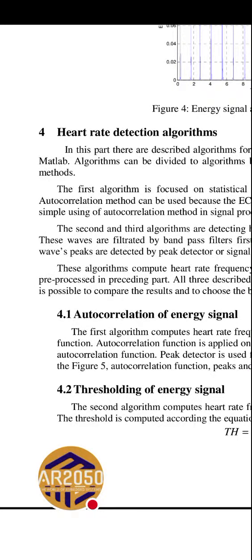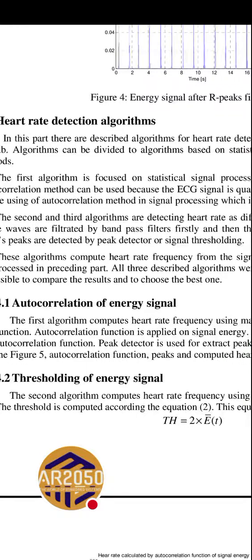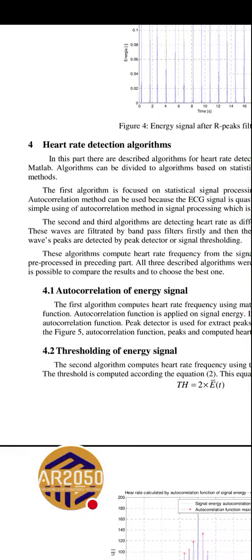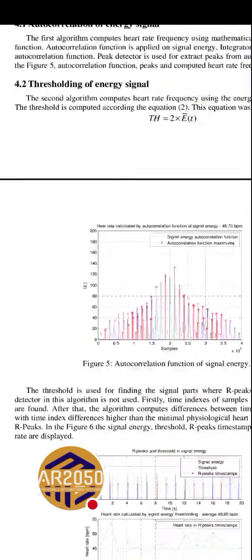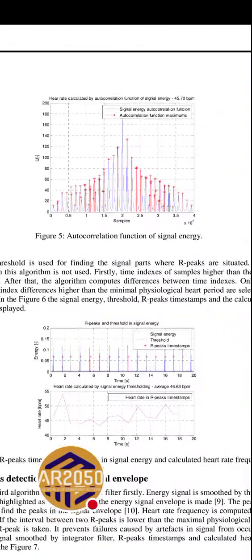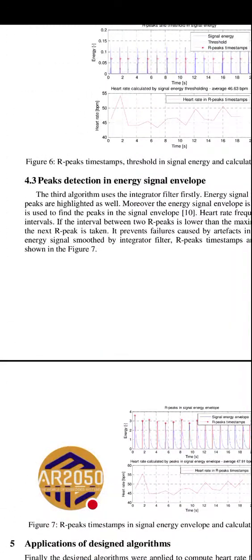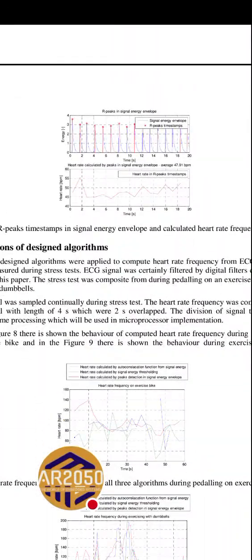The heart rate detection is pretty simple. I had already created a video on it where you can see that we detected the R peaks, then we counted the R interval, and then we calculated the heart rate from that R to R interval. So this is the simplest algorithm to calculate the basic heart rate. Then they explore autocorrelation of energy signals and thresholding of the energy signals. Let me quickly go down and see what other important factors they went through.